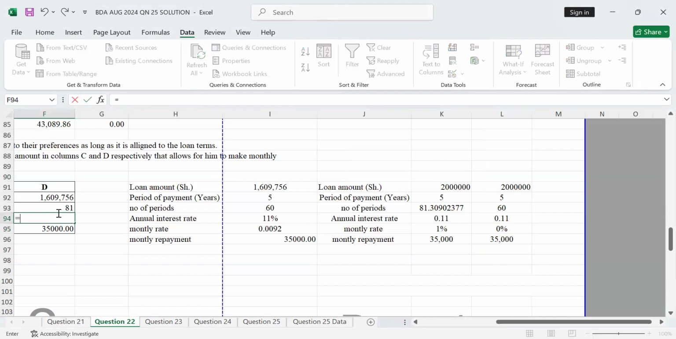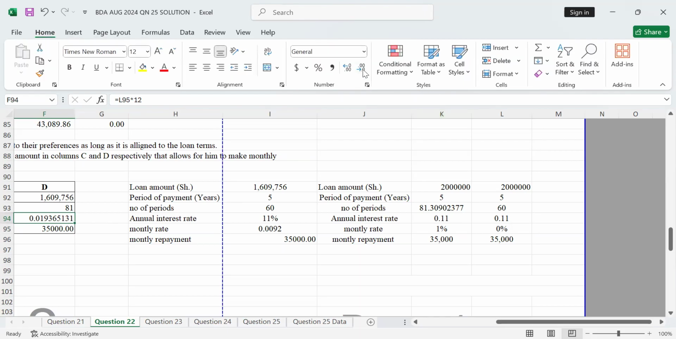It will be equals. This is the rate. Remember, we want it per annum, so I multiply by 12. So this equals, the rate is here, multiply by 12. You get the annual rate just like that. So this is what will be our annual rate. That is how we do the goal seek.